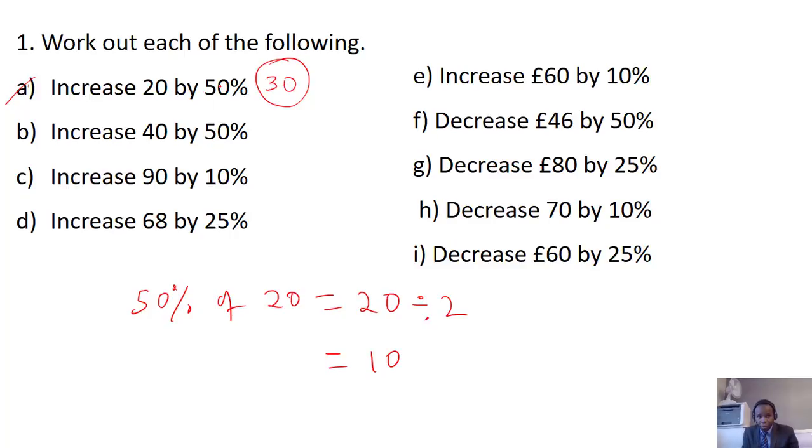Okay? So everywhere you have 50%, all you need to do is get half of it and then just add it to it. So 50% of 40 is 20. If you just add it to the 40, it becomes 60.